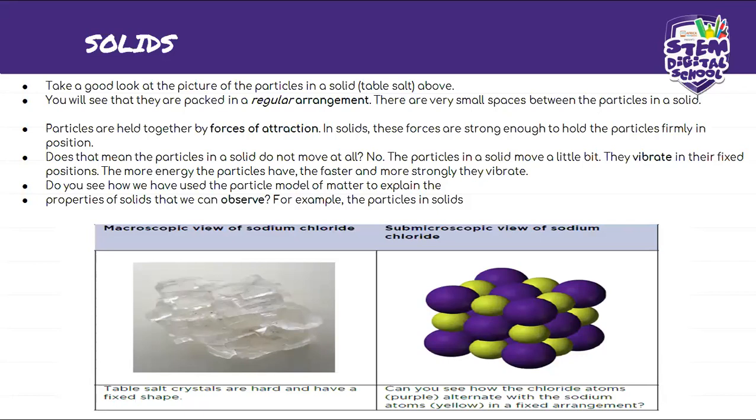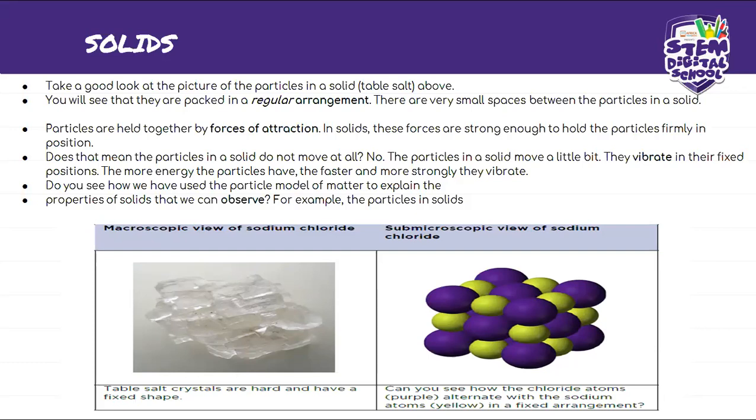But the spaces in liquid are small. We cannot say they are very small. So take note. Particles are held together by what? Forces of attraction. So in solid, there are forces of attraction. In liquid, there are forces of attraction. But take note, the forces of attraction in solid are more and are strong compared to that of liquid. So the forces of attraction in liquid, we will say they are weak.